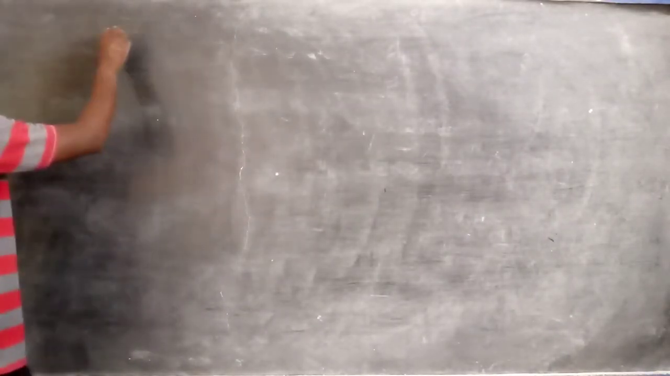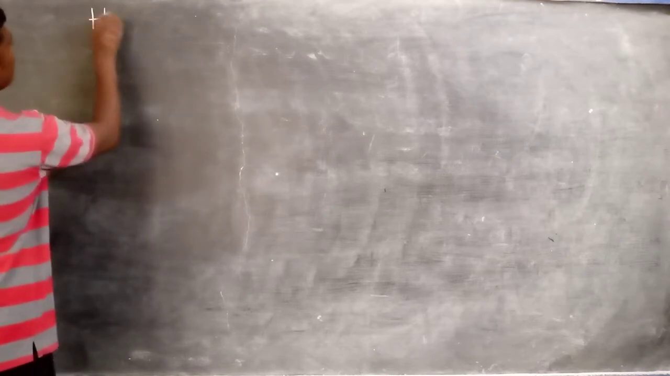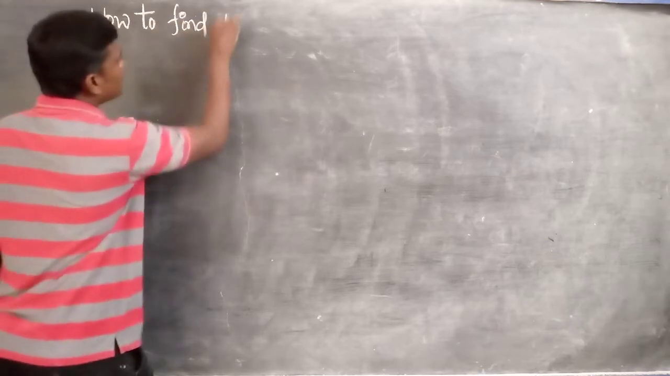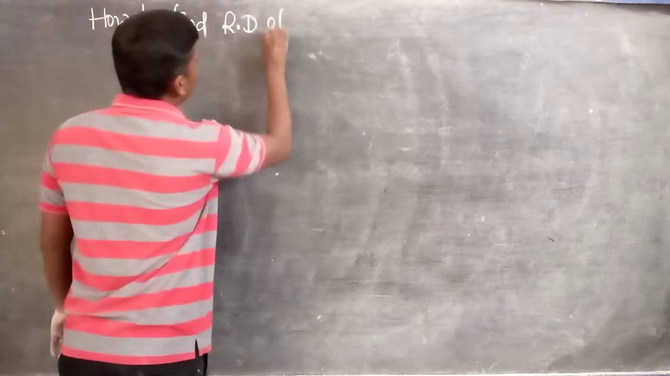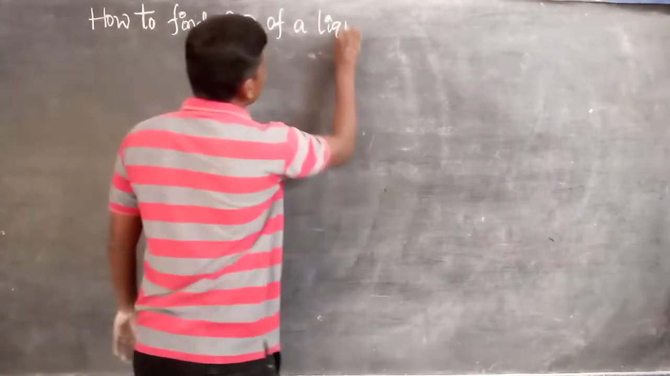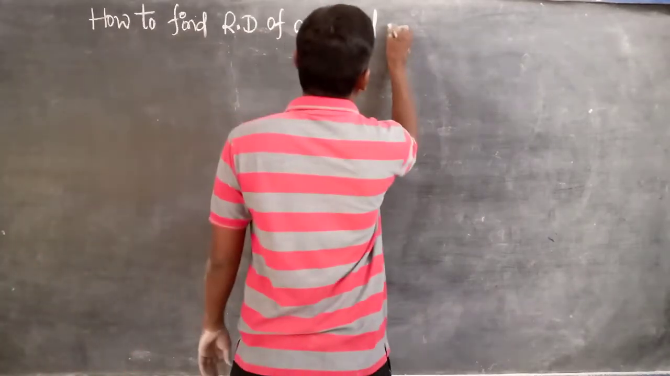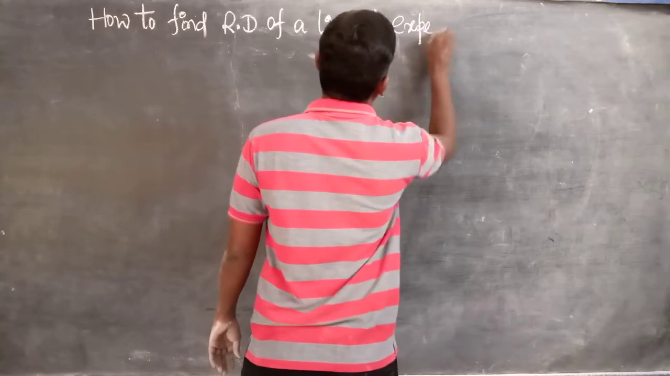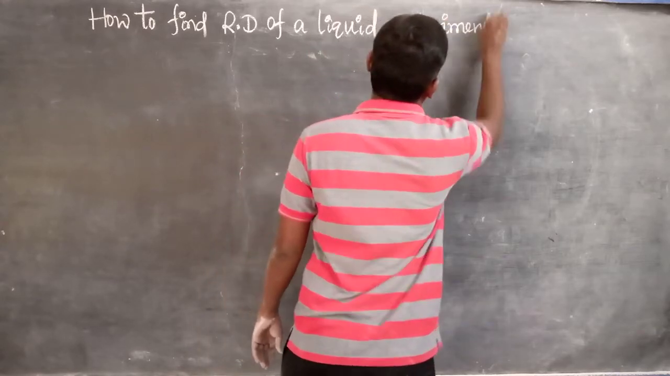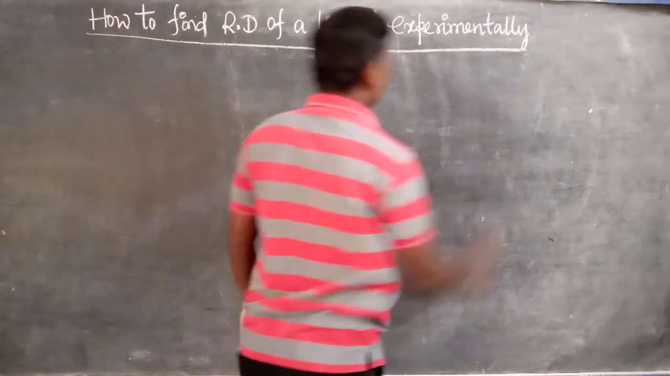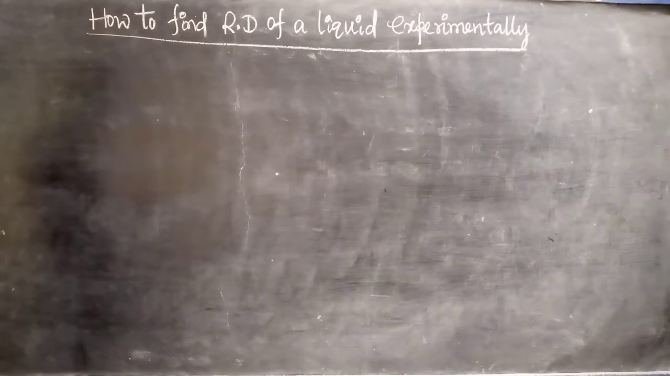So next one. Our concept is another one: how to find the relative density of a liquid experimentally. How to find the relative density of a liquid experimentally. It is important for the 4 marks.